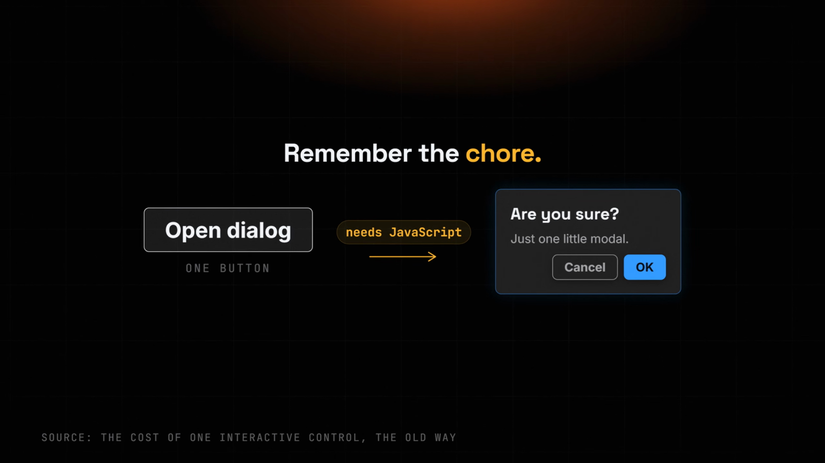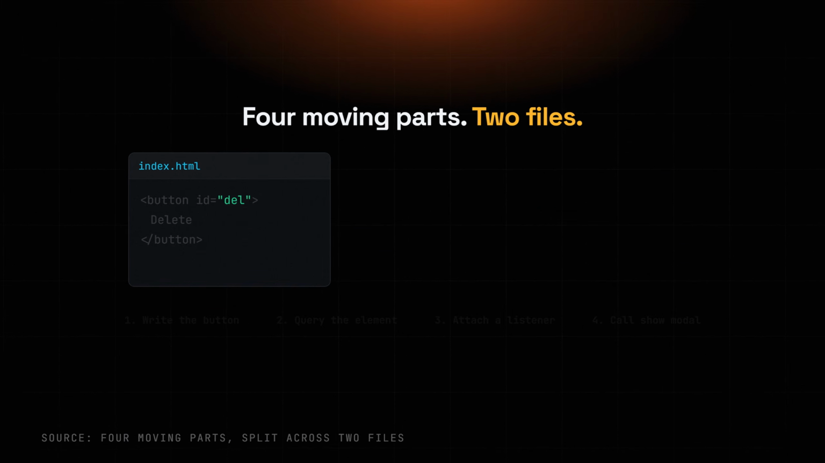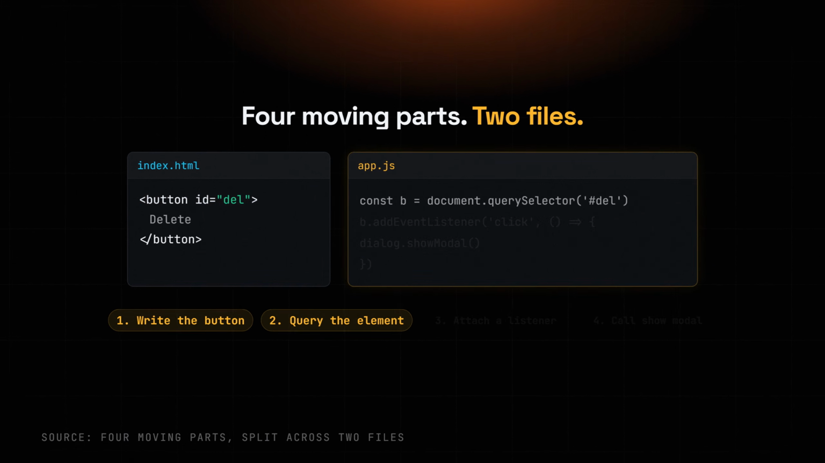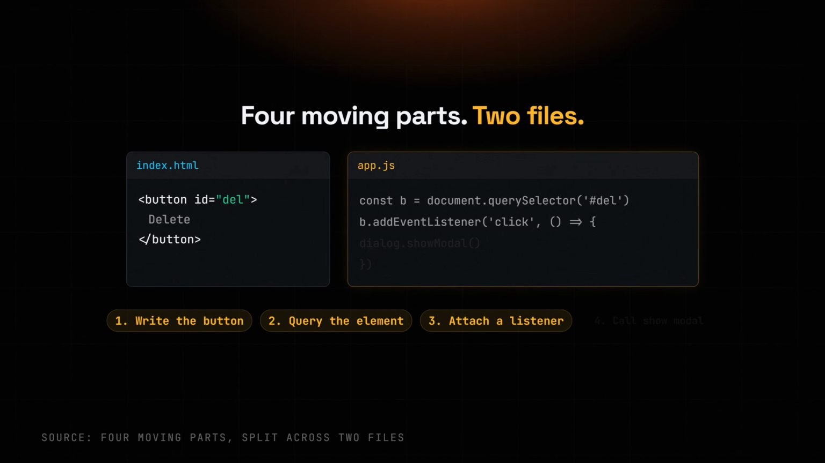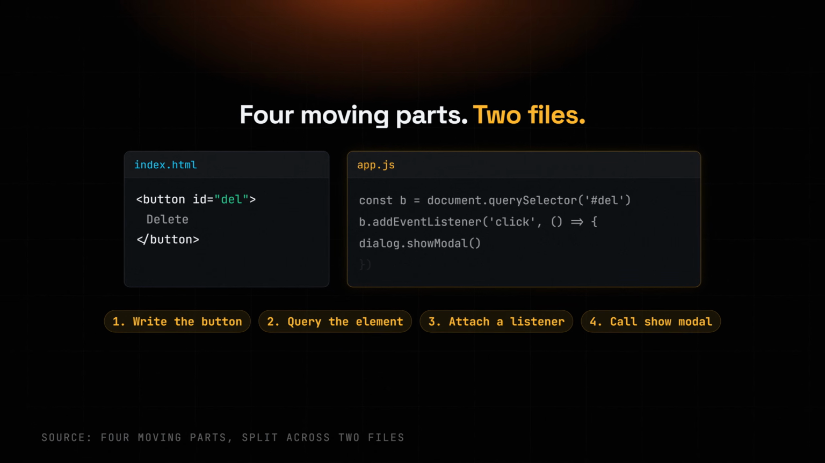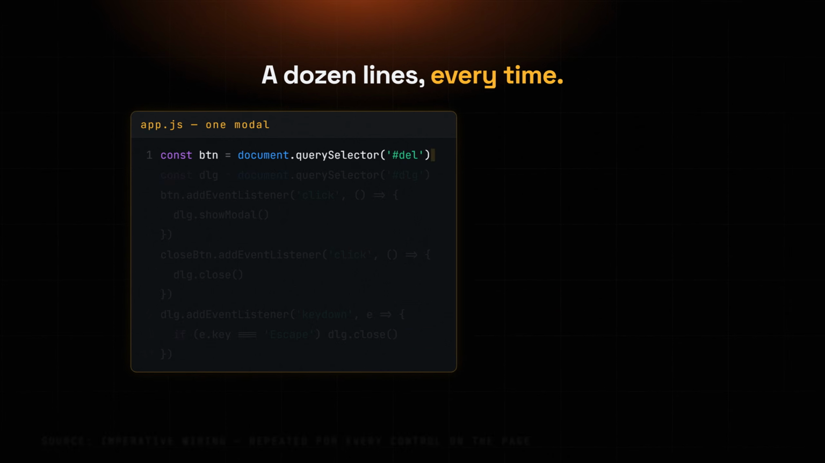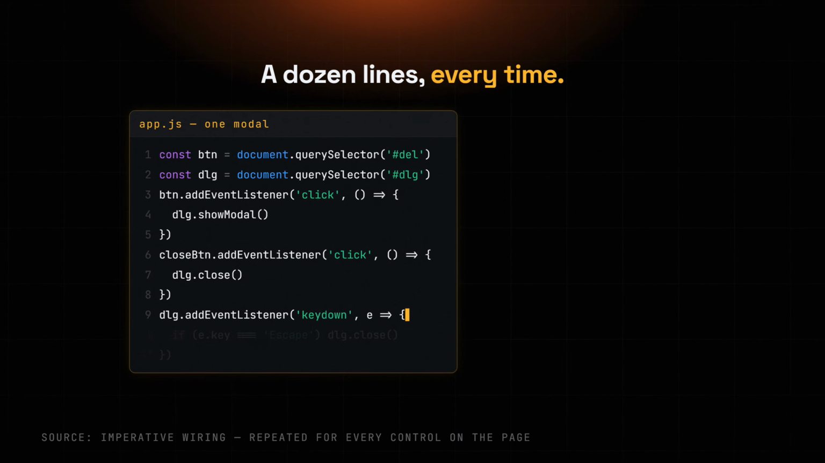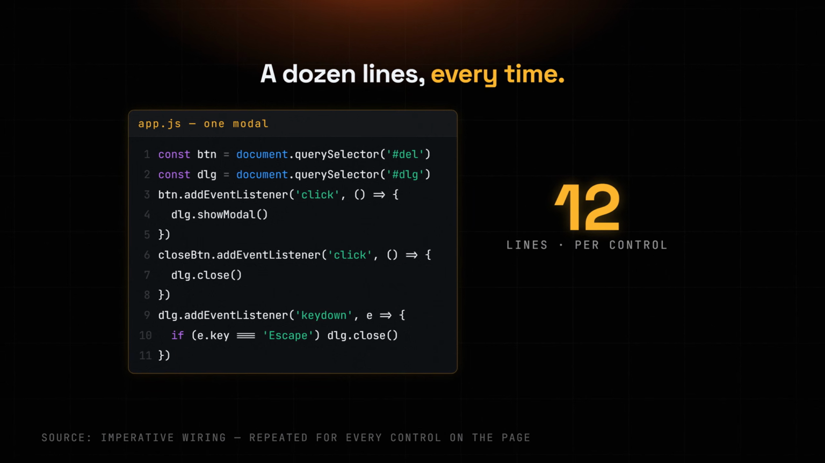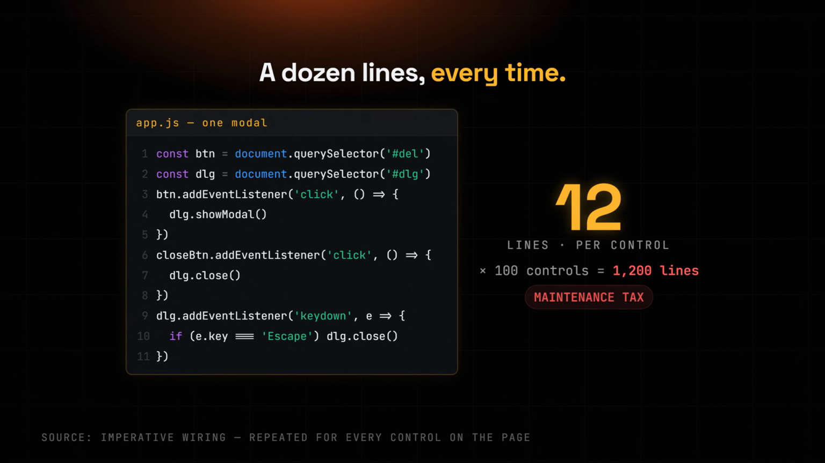To appreciate the gift, you have to remember the chore. Think about everything it used to take just to open one little modal. You wrote your button, then you opened a separate script file. You queried the document to find the element. You attached a click listener, and only then, deep inside that handler, did you finally get to call showModal. 4 moving parts, scattered across 2 files, all for a single button. On screen, that is roughly a dozen lines of pure boilerplate. A query, a listener, a callback, a method call, repeated for every interactive control you ever ship.